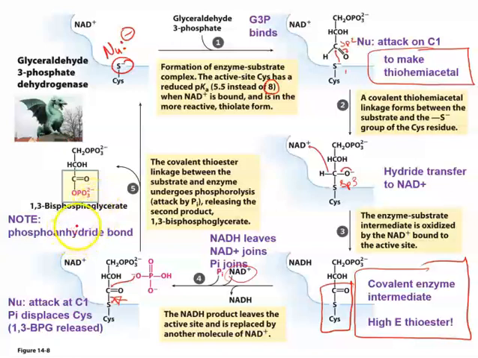In the last step here, we will have diffusion away of the 1,3-BPG product from the active site, leaving our enzyme in its original state.